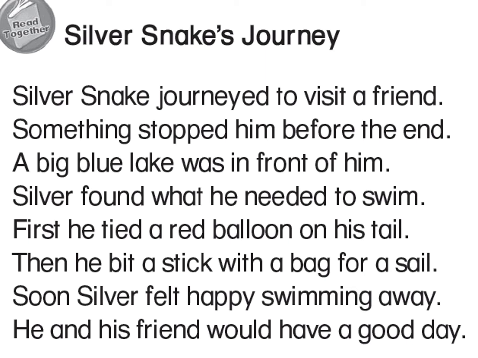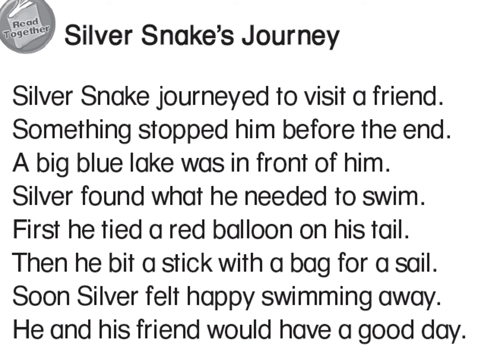It's Silver Snake's Journey. Silver Snake journeyed to visit a friend. Something stopped him before the end. A big blue lake was in front of him. Silver found what he needed to swim. First, he tied a red balloon on his tail. Then he bit a stick with a bag for a sail. Soon, Silver felt happy swimming away. He and his friend would have a good day.